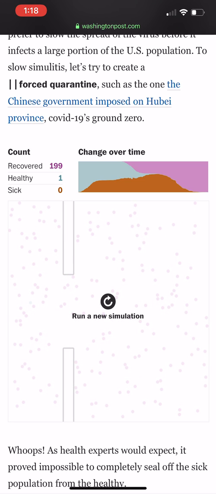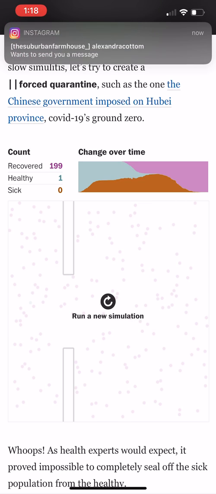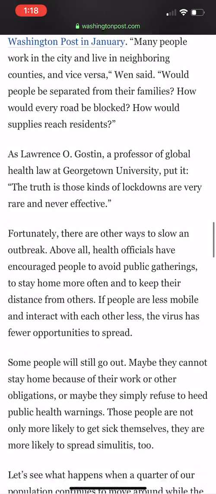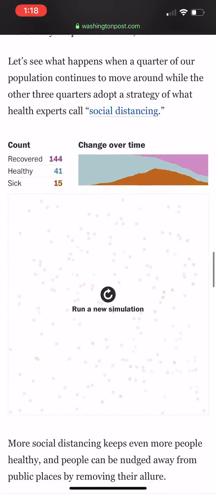Okay? The next one is going to be the quarter rule. So right now, 3/4 of the people are going to stay in place. 1/4 of these people are going to move around. Remember, this is 100 dots, so 1/4 of 200 is going to be 50. Okay, so here we go.